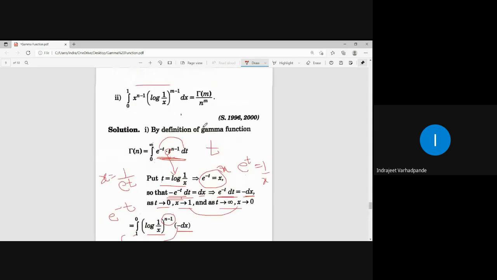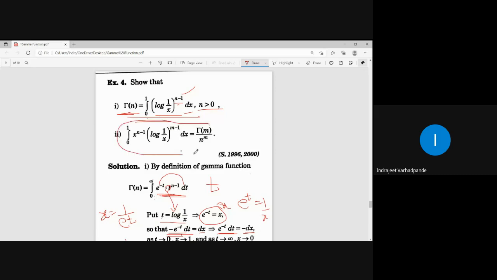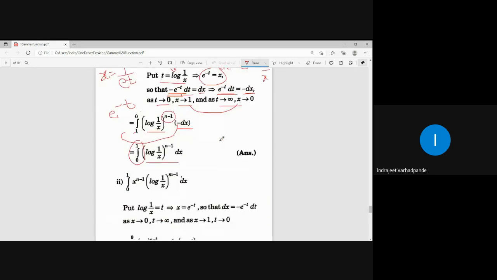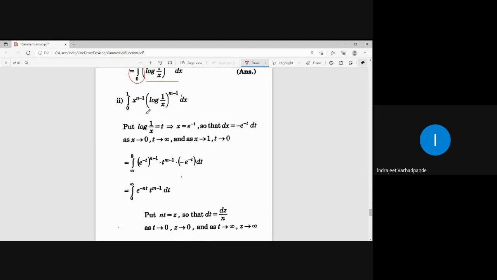Another example wherein you have to show this: integral 0 to 1 x to the power n minus 1 log of 1 by x to the power m minus 1 dx equals gamma m upon n to the power m. Now, as per this integral, put log of 1 by x equal to t, x is equal to e to the power minus t by the earlier concept, dx is equal to minus e to the power minus t dt. x equal to 0 gives t infinity, x tending to 1 gives t tending to 0.